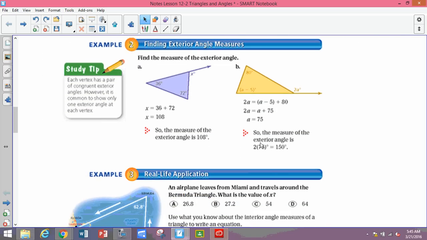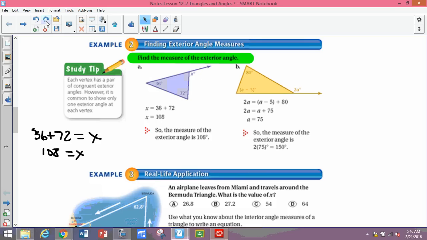Okay, so what you're going to be doing is calculating through algebra the measure of your exterior angle. If you look at this first example, we have 36 plus 72 equals x. We know that, okay? So all you have to do then is add 36 plus 72 and you have 108 equals x. That was easy.